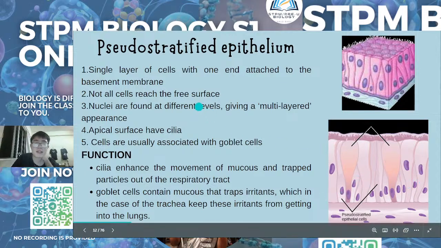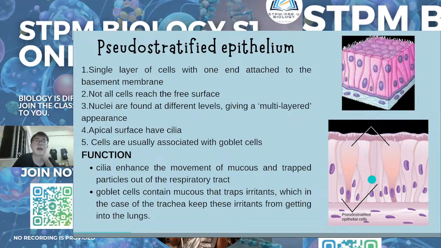So not all the cells will reach the free surface. Maybe in the middle there is already none. So that is why you can see that it looks like there are many layers, but actually it only has a single layer only. And nuclei are found at different layers, giving a multi-layer appearance.